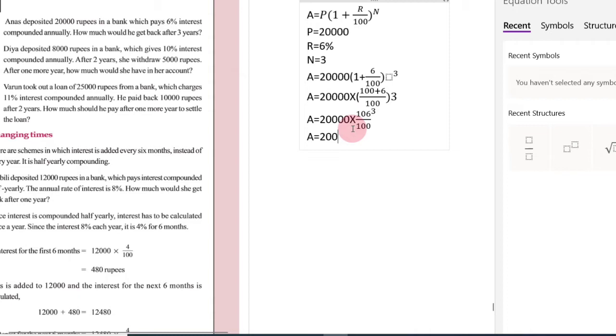So we have 20,000 into 1.06. Okay, 106 by 100 is equal to 1.06, raised to 3. So how do we calculate 1.06 raised to 3? That is 1.06 into 1.06 into 1.06. Okay, we can calculate that. Then finally we get the answer.